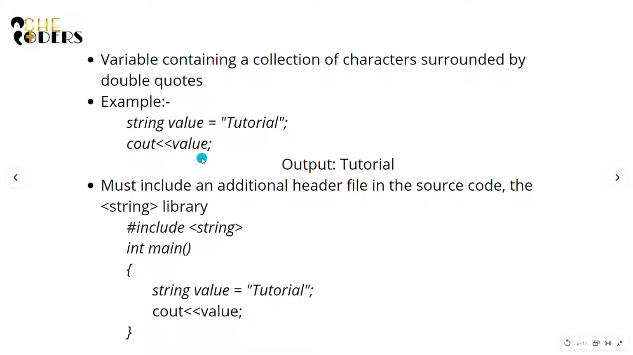For this to be valid, you can't use string directly. As you all know how important header files were in the last lecture, you need to include the string header file, that is hash include string within the angle brackets, to use any function related to string. As I told you, header files consist of all the functions that make our work easier. For the string keyword to be valid, you need to include this string header file.